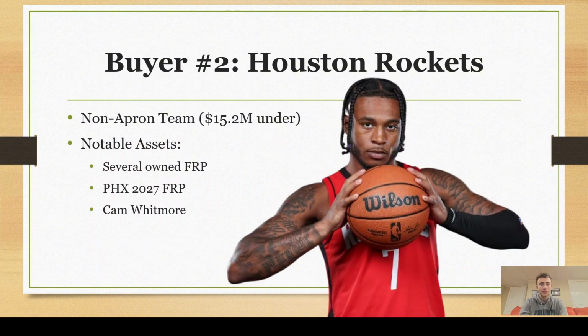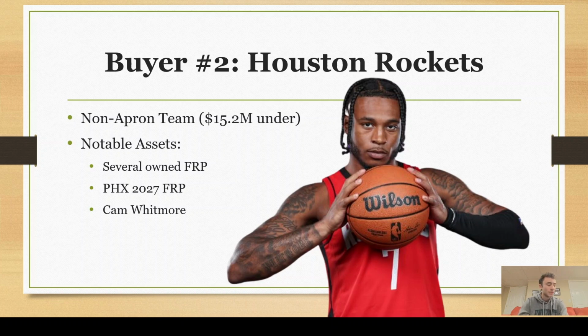Now, this is a team that's a lot younger than the Golden State Warriors. They're also a non-apron team. They're $15.2 million under the salary cap, and they have a lot of notable assets. They have several of their own first-round picks, and they also have Phoenix's first-round pick in 2027, which who knows where the Suns will be at that time. They also have Cam Whitmore, who is a second-year player. He is just a phenomenal guy.